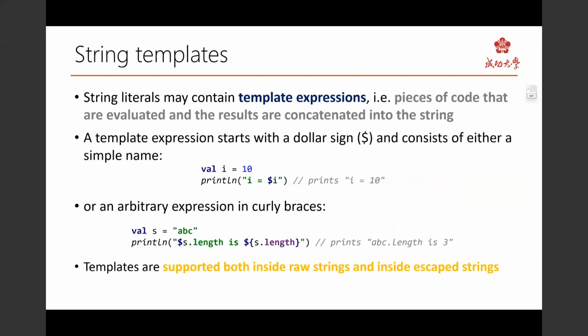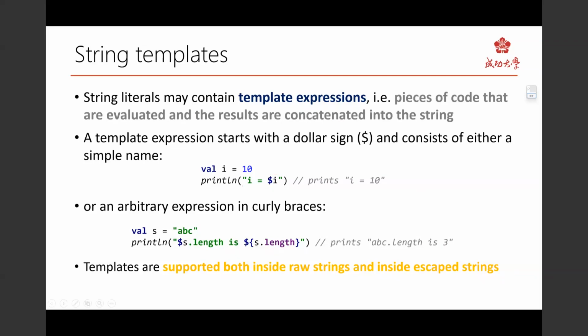One interesting thing in Kotlin is that string literals can contain template expressions, and template expressions are simply pieces of code that are evaluated, and the results are concatenated back into a string. The template expressions in Kotlin start with a $ sign and consist of either a simple name, such as shown over here, or an arbitrary expression in curly braces.